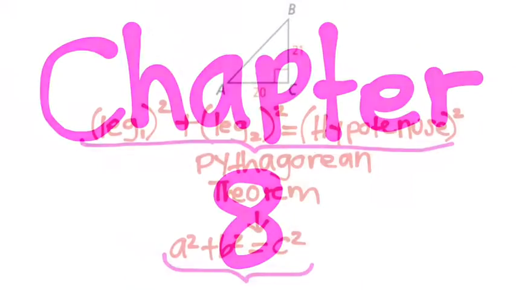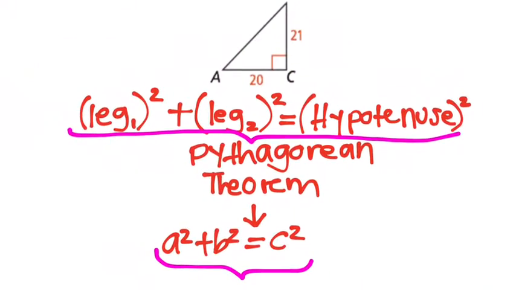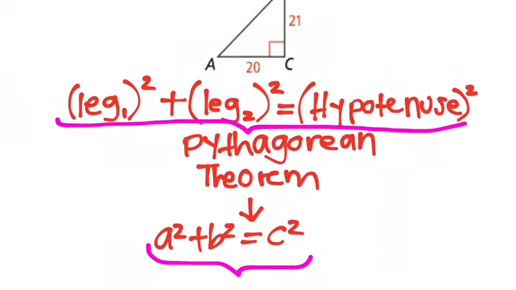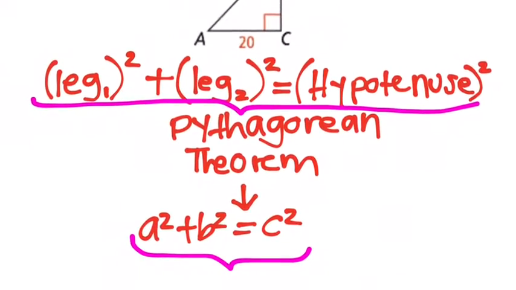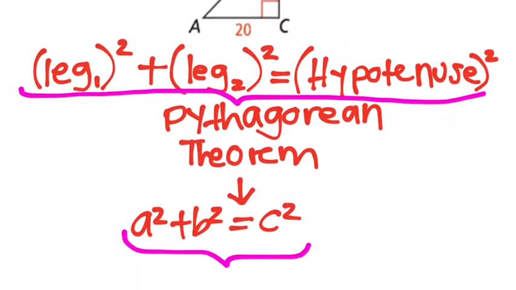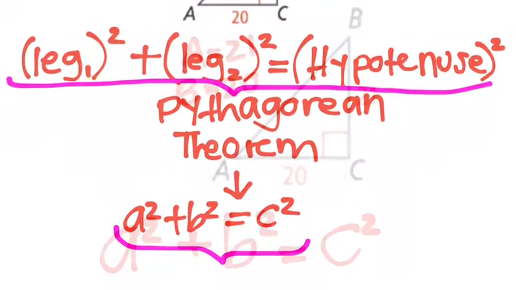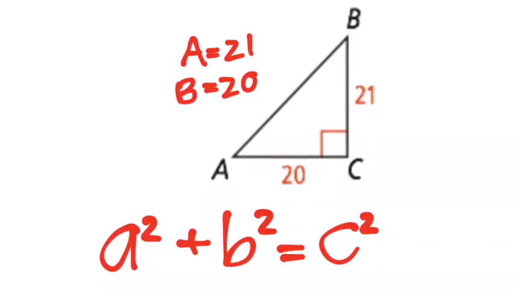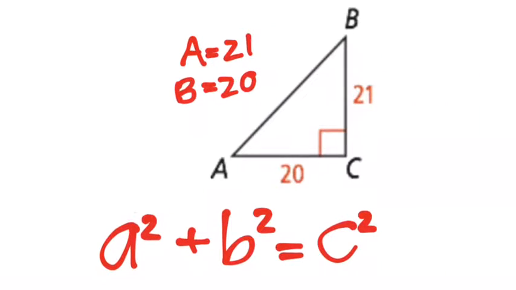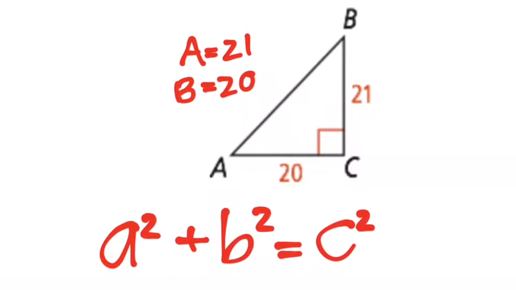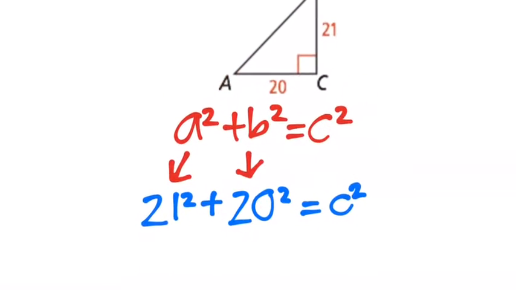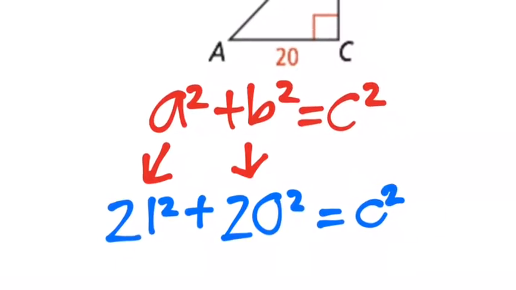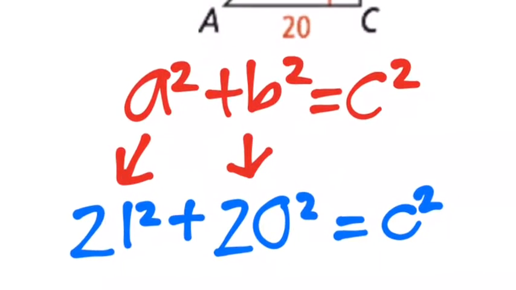This problem is from Chapter 8. We will be finding the length of a hypotenuse using the Pythagorean theorem. The top equation is the fully written out version with what to replace the variables with, and the bottom is a more simple version. Let variable A represent 21 and variable B represent 20. The hypotenuse is the diagonal side not labeled. Substitute 21 for A and 20 for B and write it as an equation.